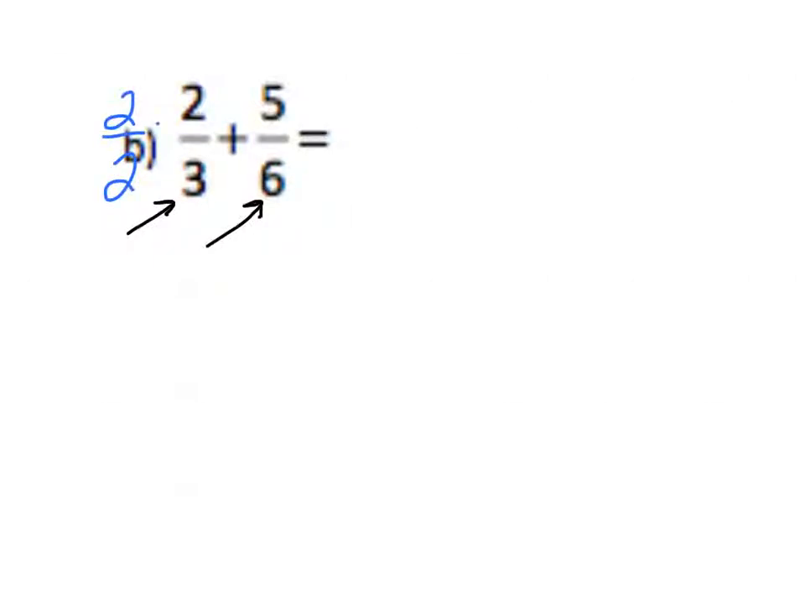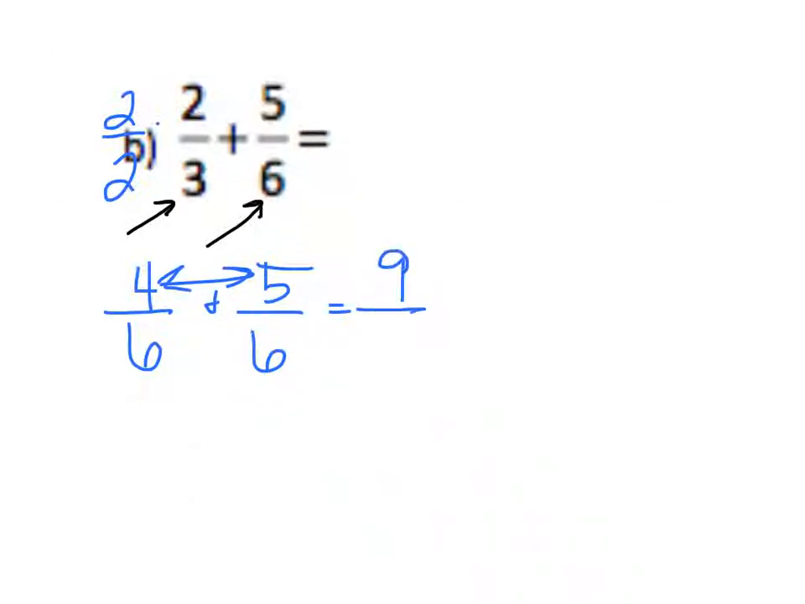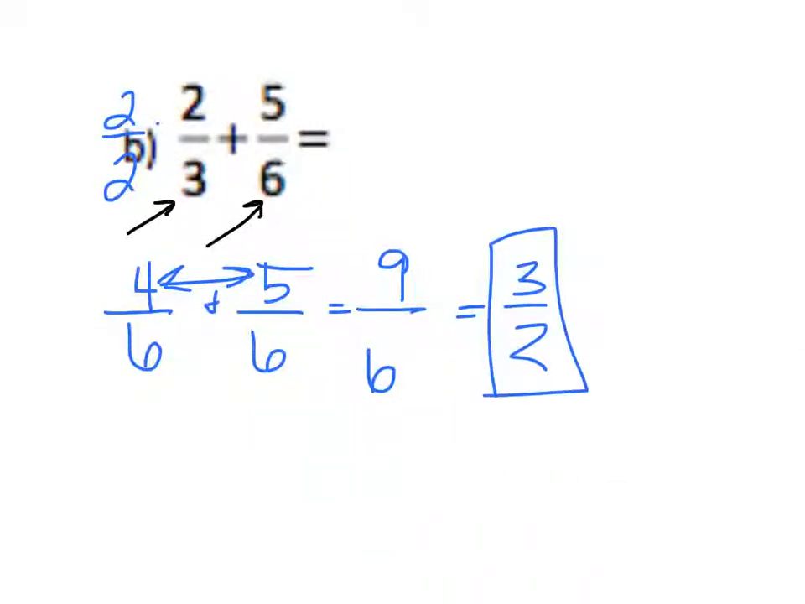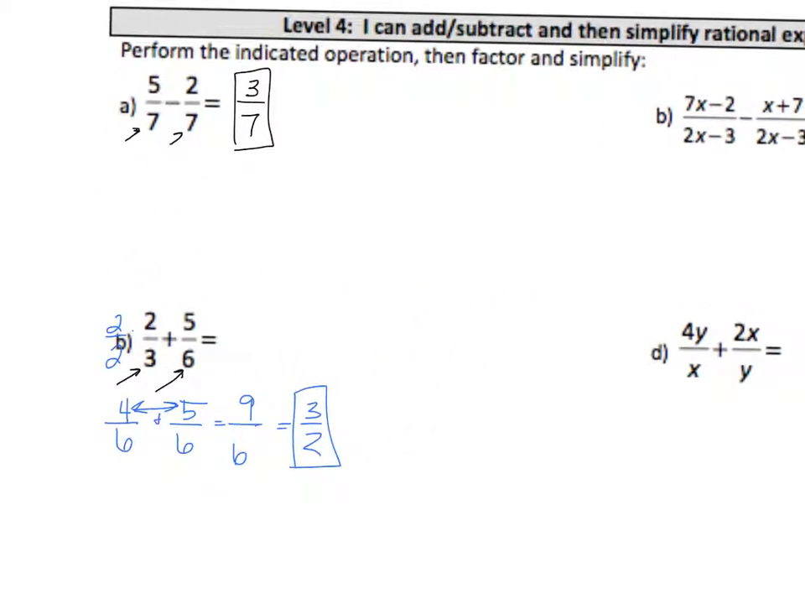And I'll leave the 5/6 alone because I don't need to change that denominator. So that first one becomes 4 over 6, and then I'll just bring down the 5 over 6. And then just adding those two numerators together will give me 9 over 6. And then just reducing that will become 3 over 2. Okay, so keeping in mind we have to have common denominators in order to subtract the numerators.